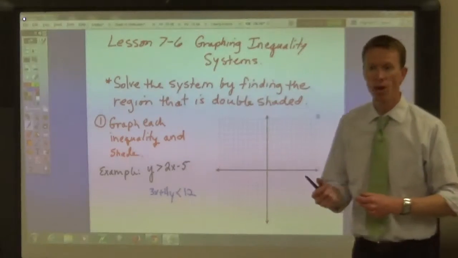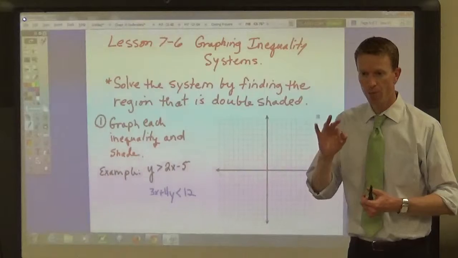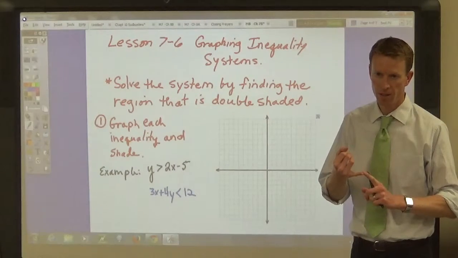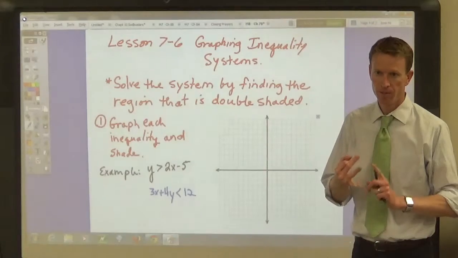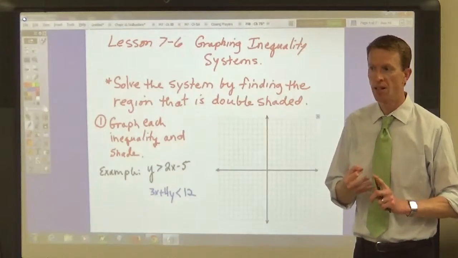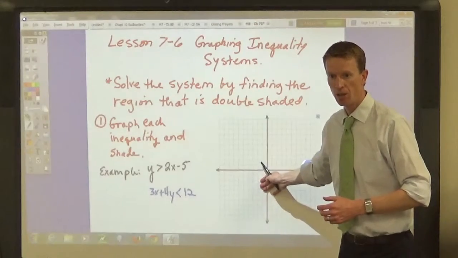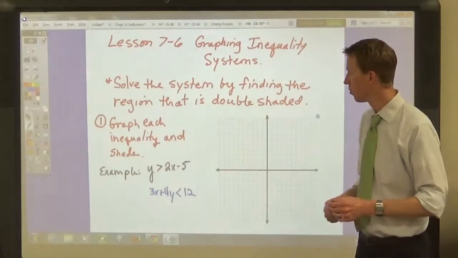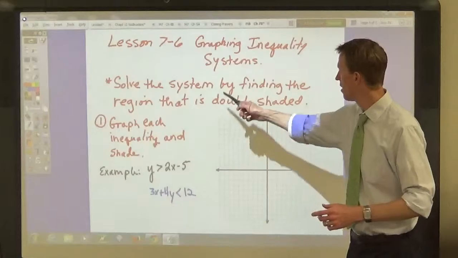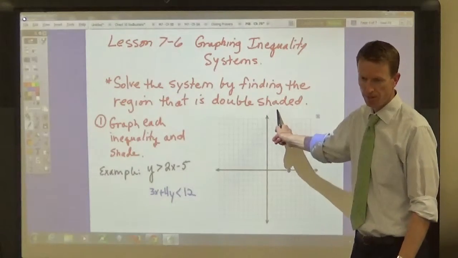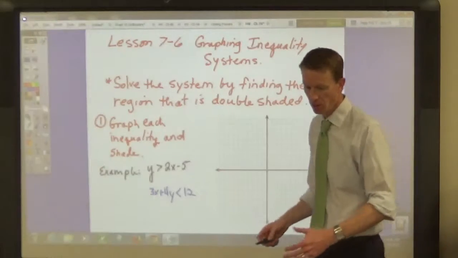We did this with equations. We used the 3 different methods. Remember what we used? What were they? Brady? Graphing, substitution, and elimination. Right. Now, we learned how to graph and shade an inequality. We're going to have 2 inequalities, and we're going to shade them to find the area that is double shaded. Okay? And that'll be our solution.